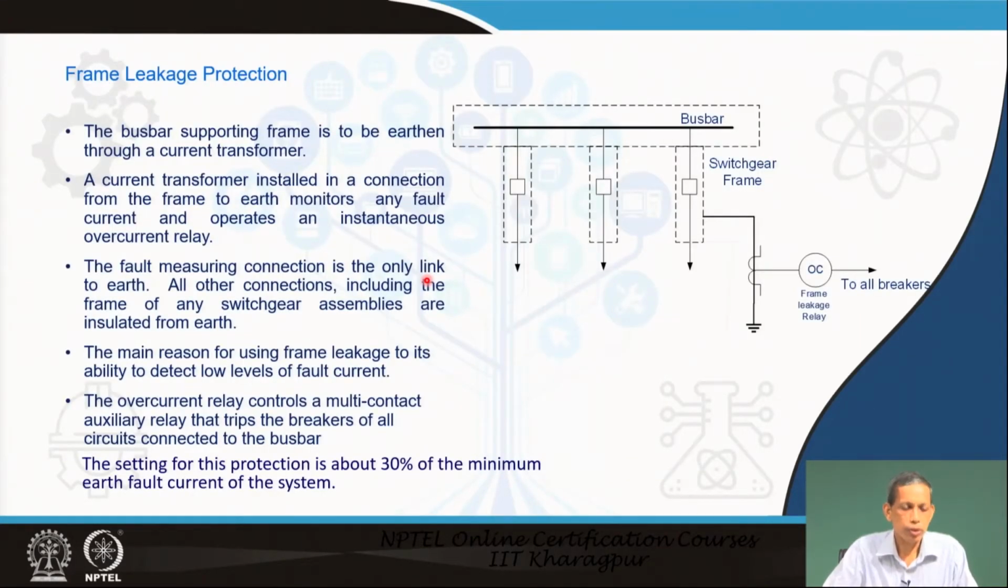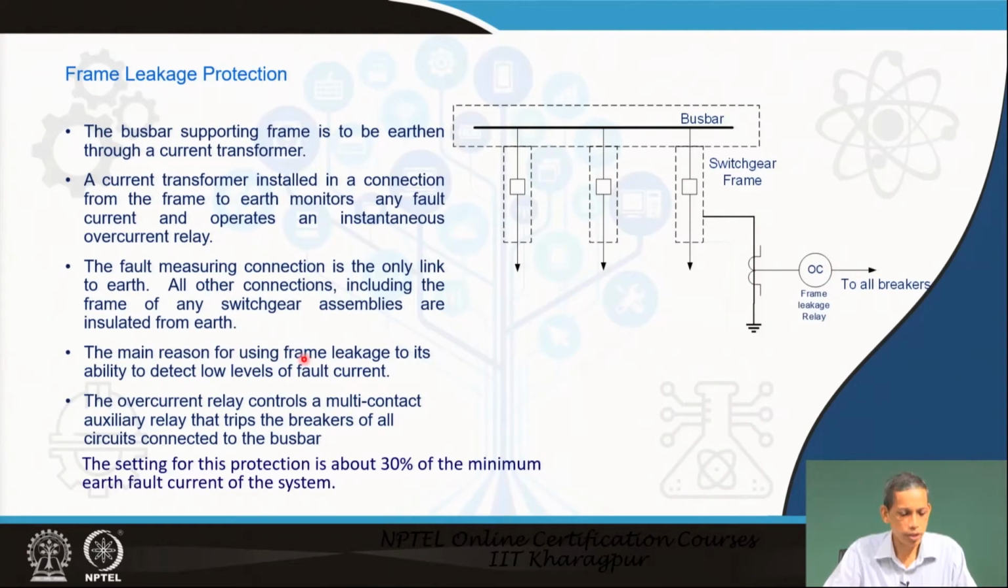One simple approach being used is frame leakage protection. If you see the connection diagram here, we have a CT connecting the frame to the earth, and on that path this CT connects to an overcurrent relay. In case of failure of any insulator, this path has sufficient current to operate the corresponding overcurrent relay.